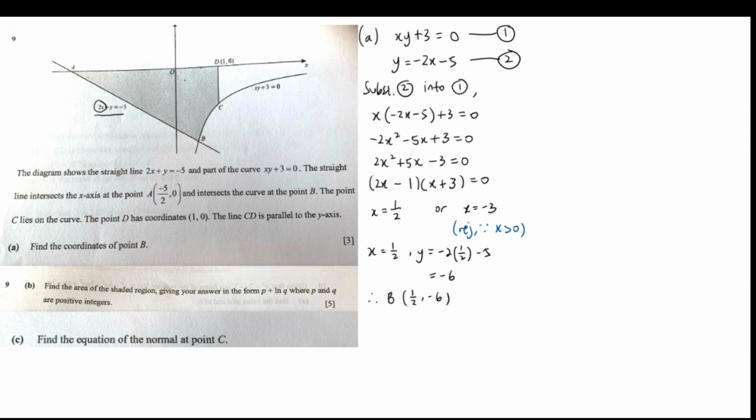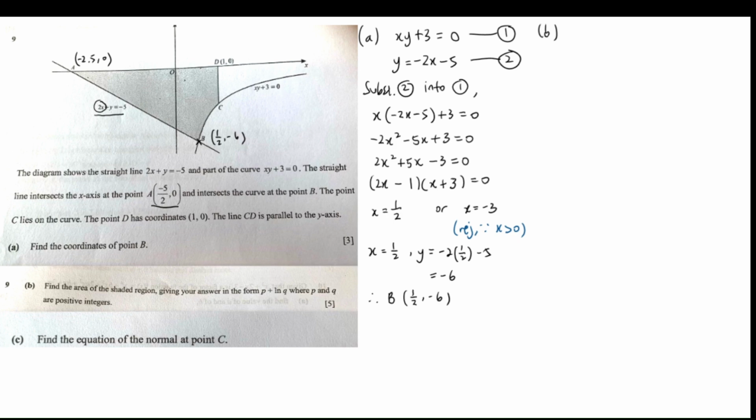Now let me write that down so that we can visualize the coordinates better. At the same time, let me write down the coordinates of A, which is 2.5, comma 0, which is already given in the question, just not labeled. Now that's my answer for part A. Let's move on to part B.